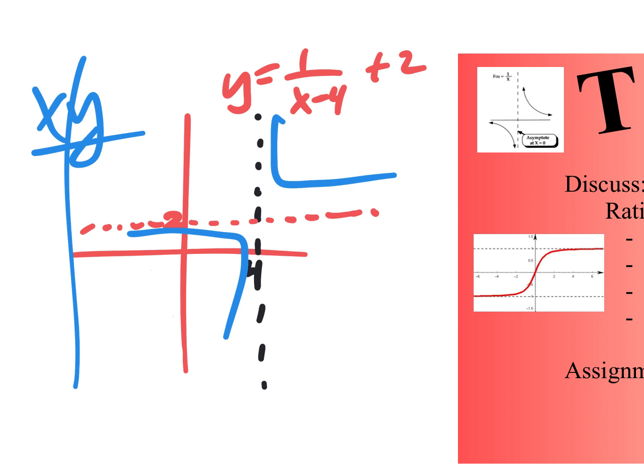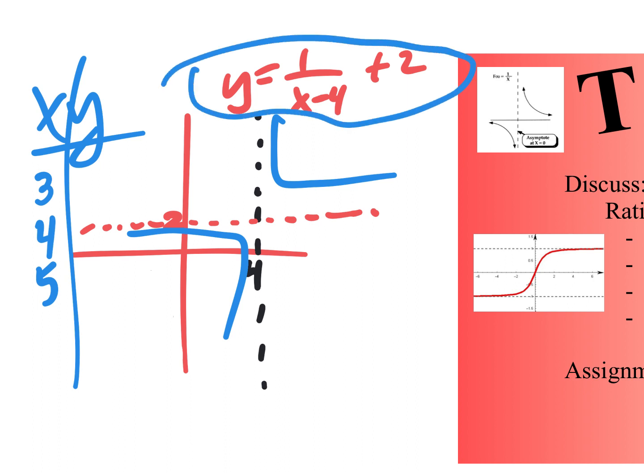Okay, would everybody please put in 3, 4, and 5. And I want you to see what you get when you put 3, 4, and 5 into this function. And it'll verify some of the points that you should have had. I'll pause for a second. I'll give that a try. Okay, so here's me putting in 3. And I get 1 over -1, which is -1, plus 2, which is 1. 3 comma 1. Over 3 up 1.